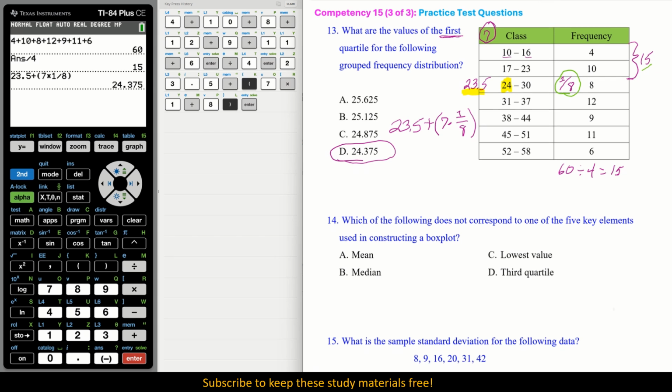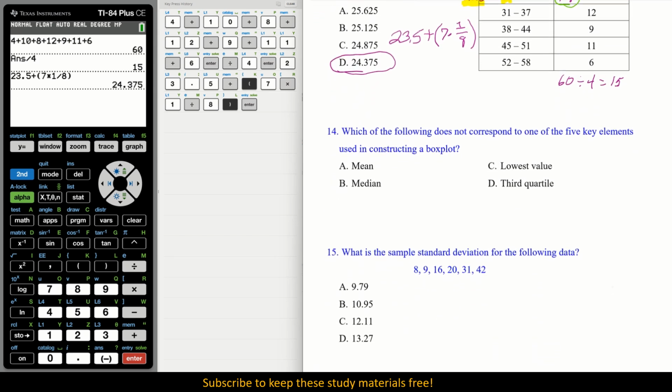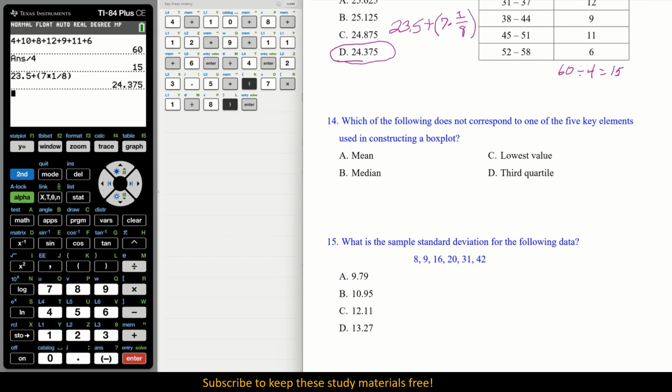Okay. Now, this looks like question 14. I don't think we need our calculator for this. I think we just need to know our properties and our vocabulary. 14. Which of the following does not correspond to one of the 5 key elements used in constructing a box plot? Okay. Well, what we just used was a quartile. Well, I had to use a median. Okay, so that is used. I had to go to where the median value, the row it would be.